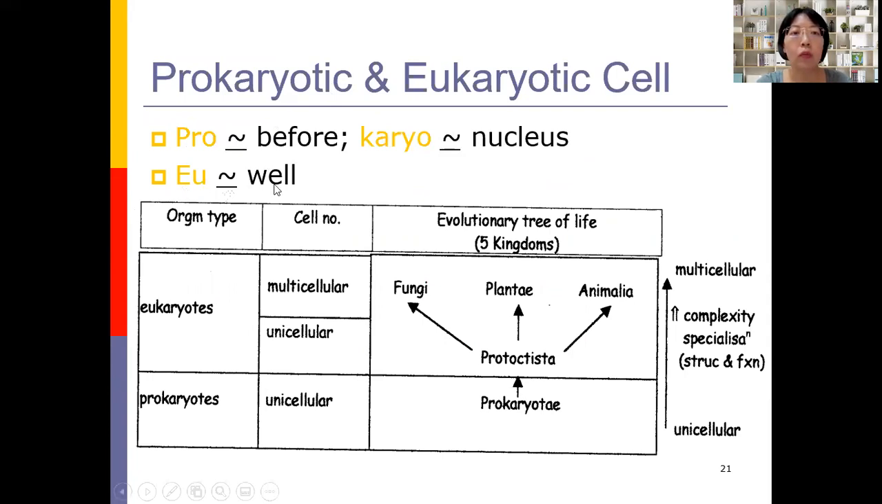Eukaryotic cell, eu means well. So there's a well-developed, karyo means nucleus. So eukaryotic cell is a cell which contains nucleus, all right? So why do they call those cells pro and eukaryotic cell? It is because it is based on the evolution of organisms on Earth.